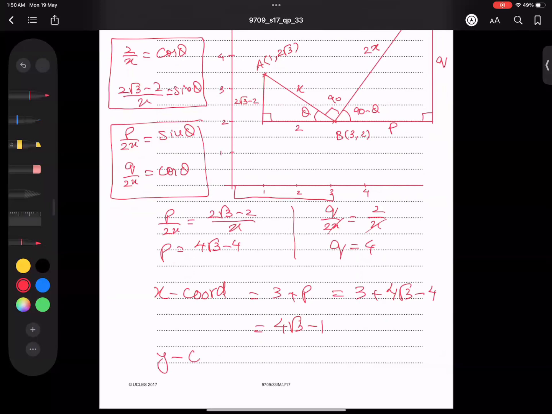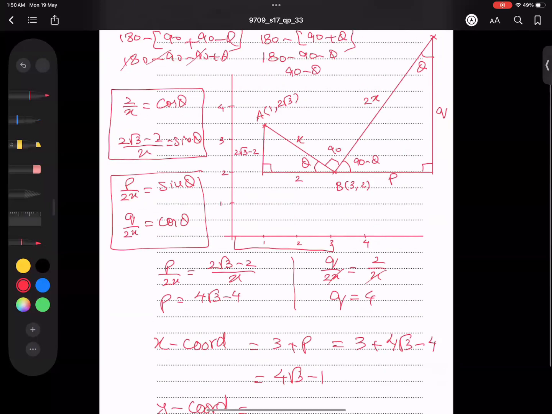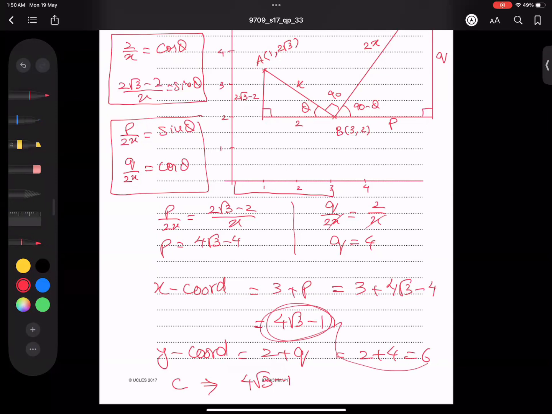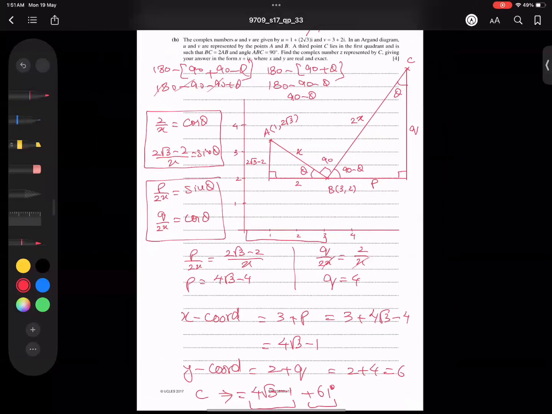Let's talk about the y coordinate, students. How to get the y coordinate? This is the y coordinate Q, and this y coordinate is 2. So this 2 and this Q, if I add them, I get my answer. So let's do that: 2 plus Q, and Q is 4. So 2 plus 4, I got 6. Finally, I got the coordinate of C in a complex number: 4 root 3 minus 1 is the real part and the complex part is 6 iota. I must write iota because this is a real part and this is a complex part. I hope the concept of the question is completely clear.